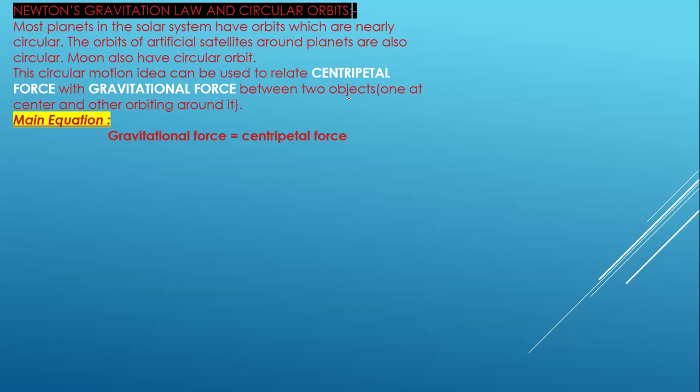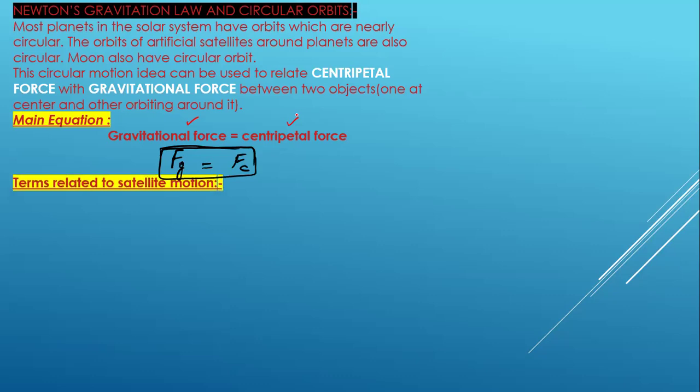Okay, so the circular motion idea can be related to the centripetal force and the gravitational force between the two masses. So we say that if anything is moving around a circular track, then the gravitational force by the object which is at the center of the orbit is providing the centripetal force. The terms that will be used in satellite motion will be the orbital radius, orbital speed, time period of the satellite, and the angular speed of the satellite.